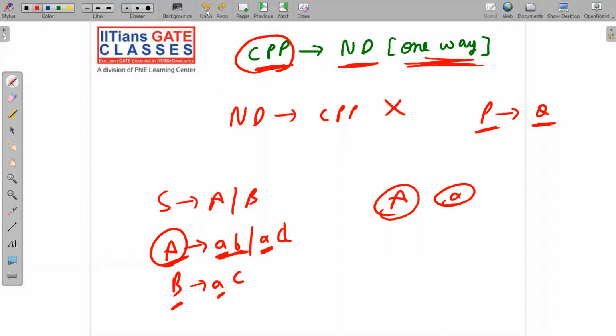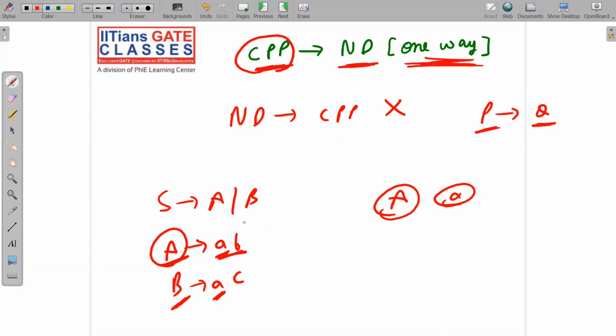Okay, leave everything. Just say prefixes are common. Here we cannot say prefixes are common because the left-hand side is different. So you cannot say this A and this A are clashing and so on. This is not a common prefixes problem. Okay, so now see here carefully.